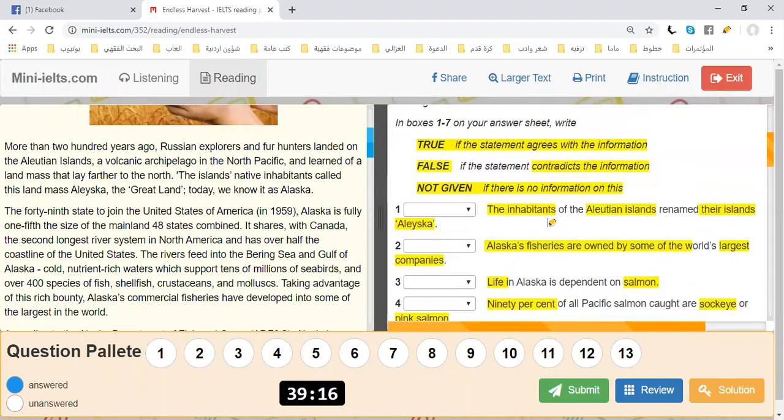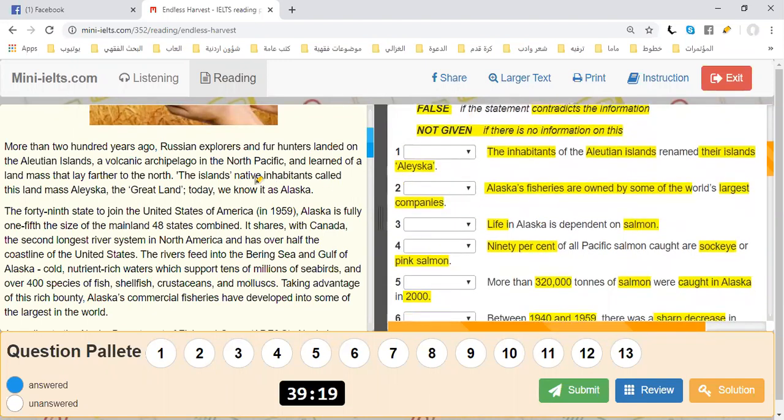The important notice about true, false, not given questions is that they come in the same order in the passage. We are expected to find the answer for statement one, then statement two, after that three, four, and so on, in the same order. It is almost impossible to find the answer of four before three. So if you find the answer for point one, and then the answer of point three, and between them in the passage there is no clue or information about point number two, then it would be not given, okay?